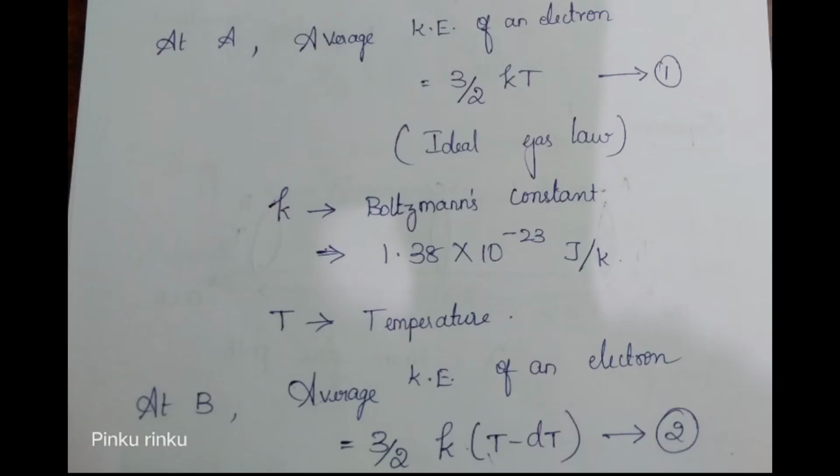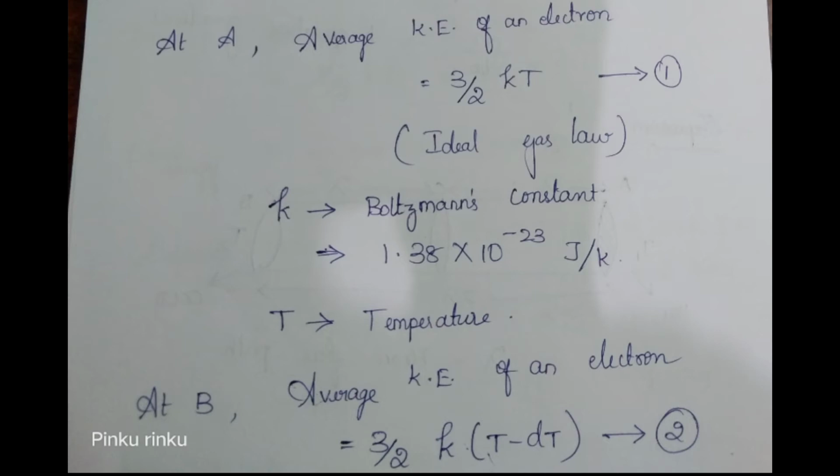Based on this, we calculate the average kinetic energy in both planes A and B. At plane A, we have the kinetic energy as 3 by 2 kT. This is derived from the ideal gas law. Small k is the Boltzmann constant, which has a value of 1.38 into 10 power minus 23 joules per Kelvin, and T is the temperature maintained in the material from A to B.